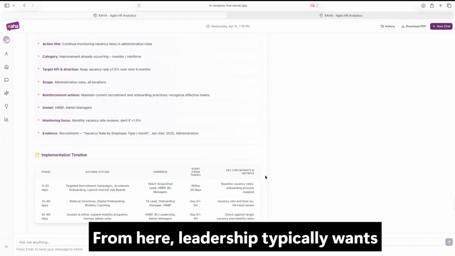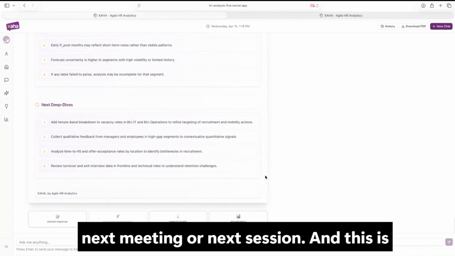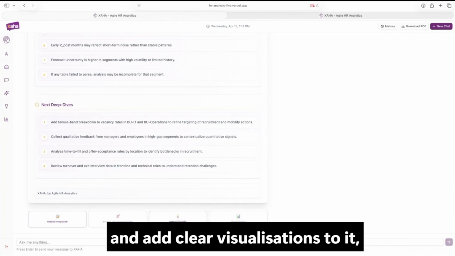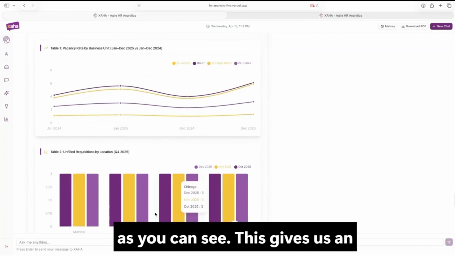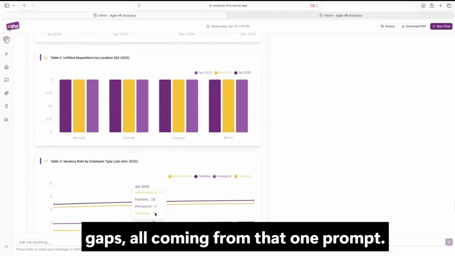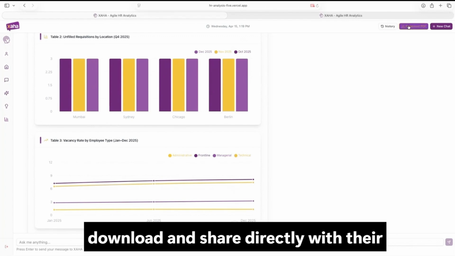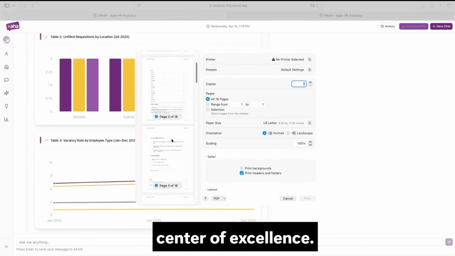From here, leadership typically wants something they can also take to their next meeting or next session. And this is where we can expand this recommendation and add clear visualizations to it. As you can see, this gives us an executive-ready view of the workforce gaps, all coming from that one prompt. Something the CHRO can now do is also download and share directly with their leadership team or each Centre of Excellence.